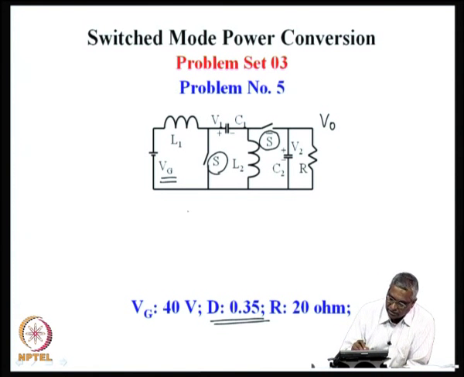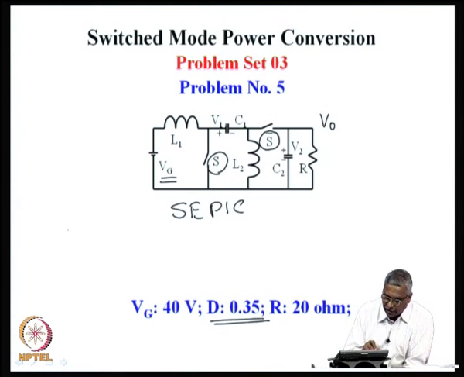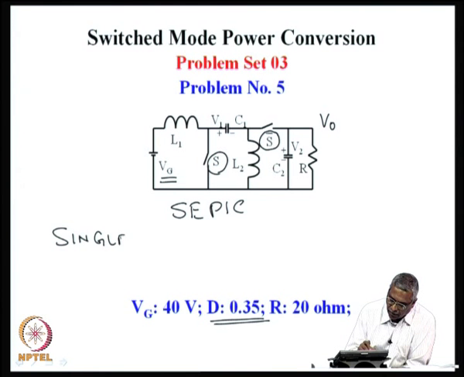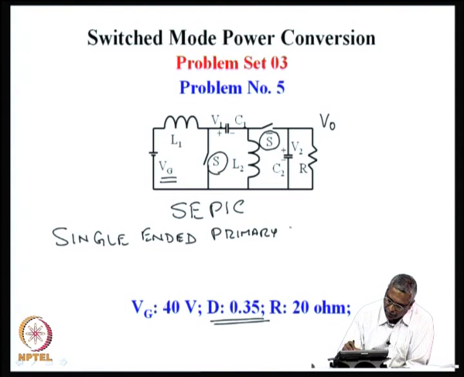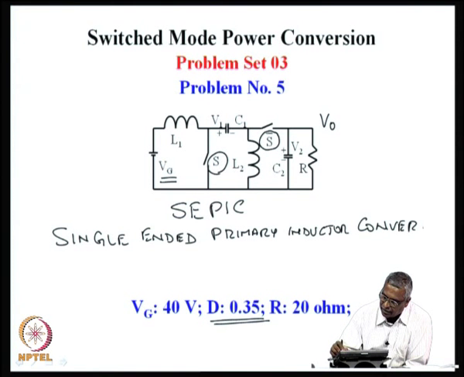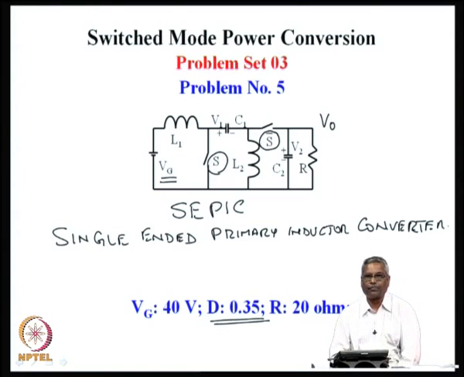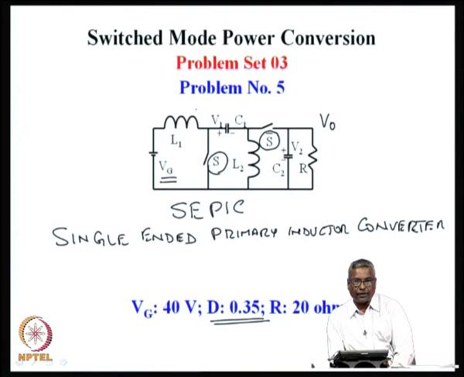This particular converter has a special name called SEPIC converter, that is single ended primary inductor converter, because one end is common. So, this name SEPIC converter has come from this long name, single ended primary inductor converter. There is an inductor at the input side. This has an advantage because of the presence of this inductor, input current is continuous.